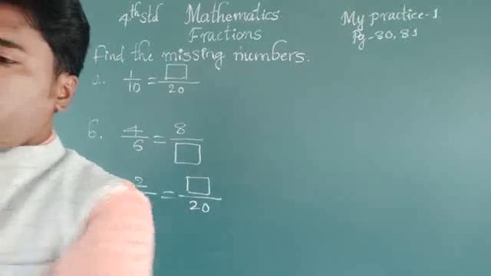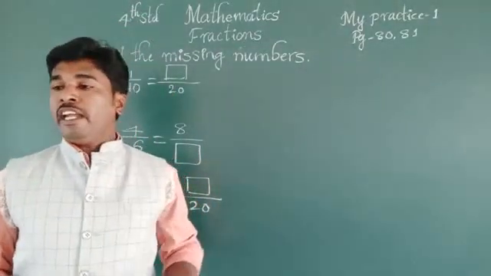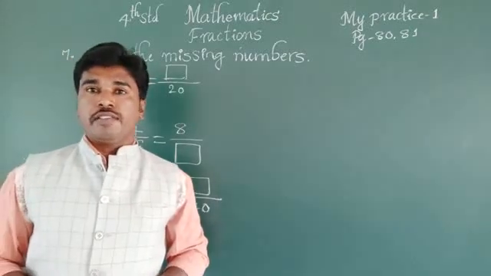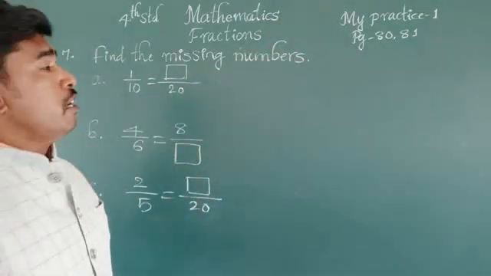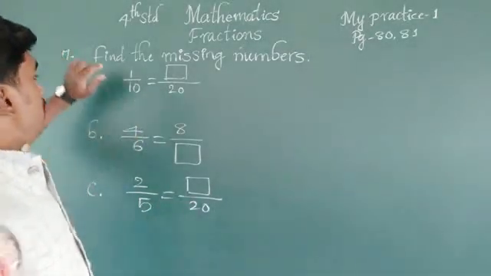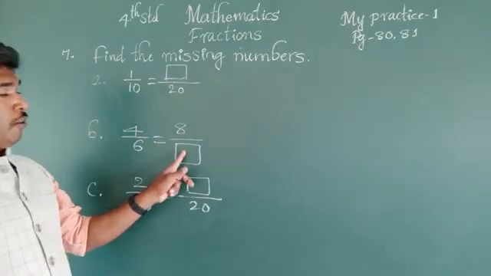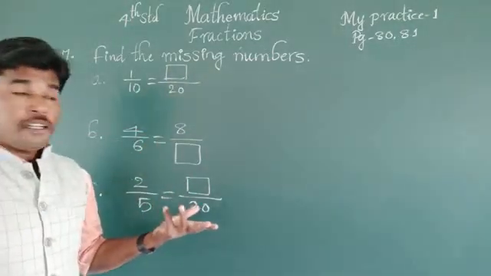Here, 3 problems I am going to explain. If you understood, then the remaining questions you can do by yourselves. These are there in my practice time. It is the 7th main. Dear student, the first is to find the missing numbers. It may be the numerator or denominator. You can find it easily.